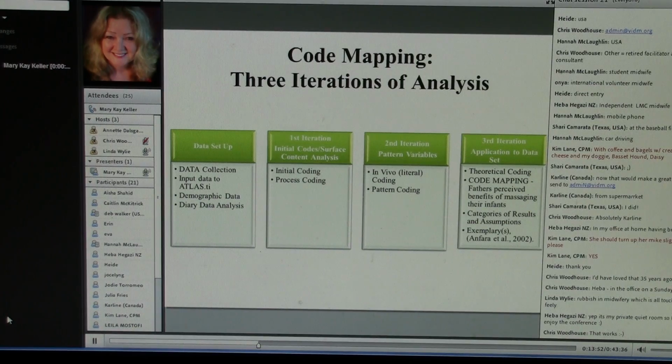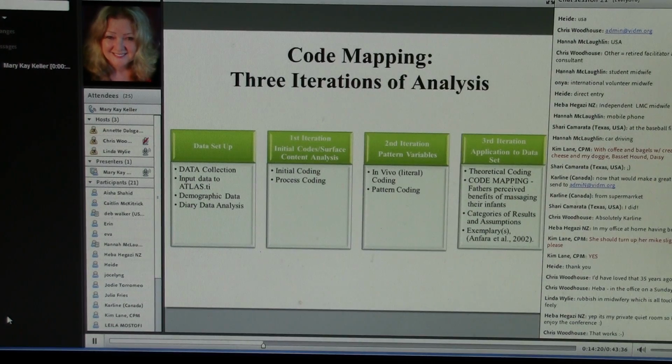This is how the code mapping went. There were 3 iterations of analysis. First, it was uploaded: demographic data, diary data analysis, my own reactions to the videos. Then there was an initial coding and a process coding in this first iteration. And basically, it's exactly what it means, initial and surface content analysis. So looking at it from the surface, having more broad categories and coding in the different areas.